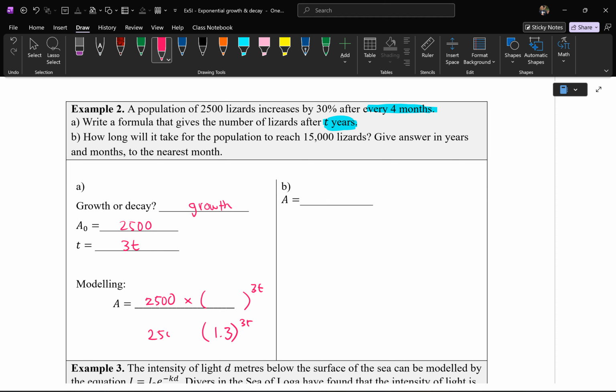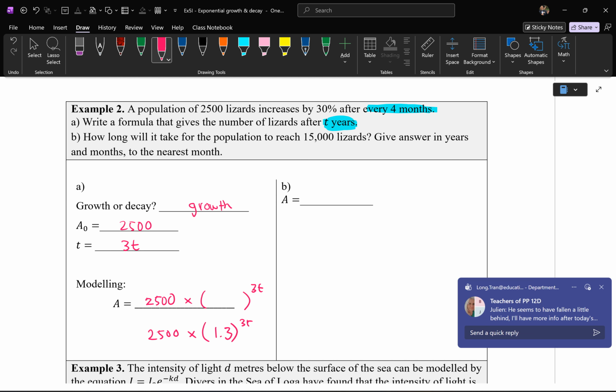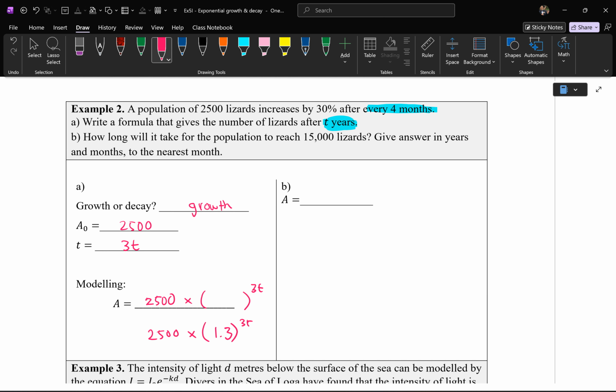Why is it 1.3? What's the logic? 30% of 100%. Yes, well, Leo, you are correct. Sima, you were going to say? I was just going to say, your initial value would be 100%. Beautiful. Adding, which is what you were saying.